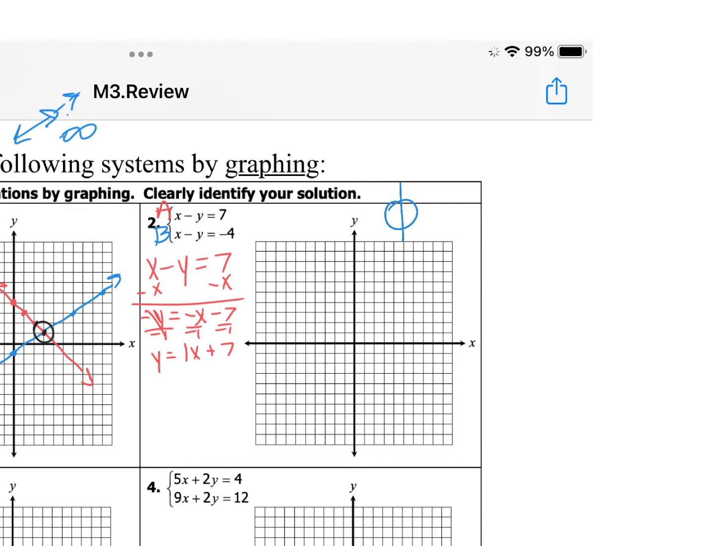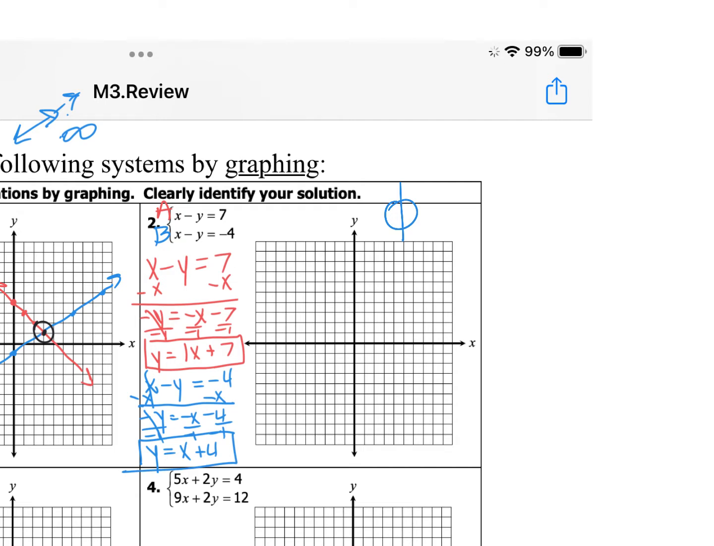And then I do the same thing for the second. So we've got x minus y equals -4. Subtract x. -y equals -x minus 4, and then divide by -1. y equals x plus 4. So let's graph them just so we can get the full picture now.